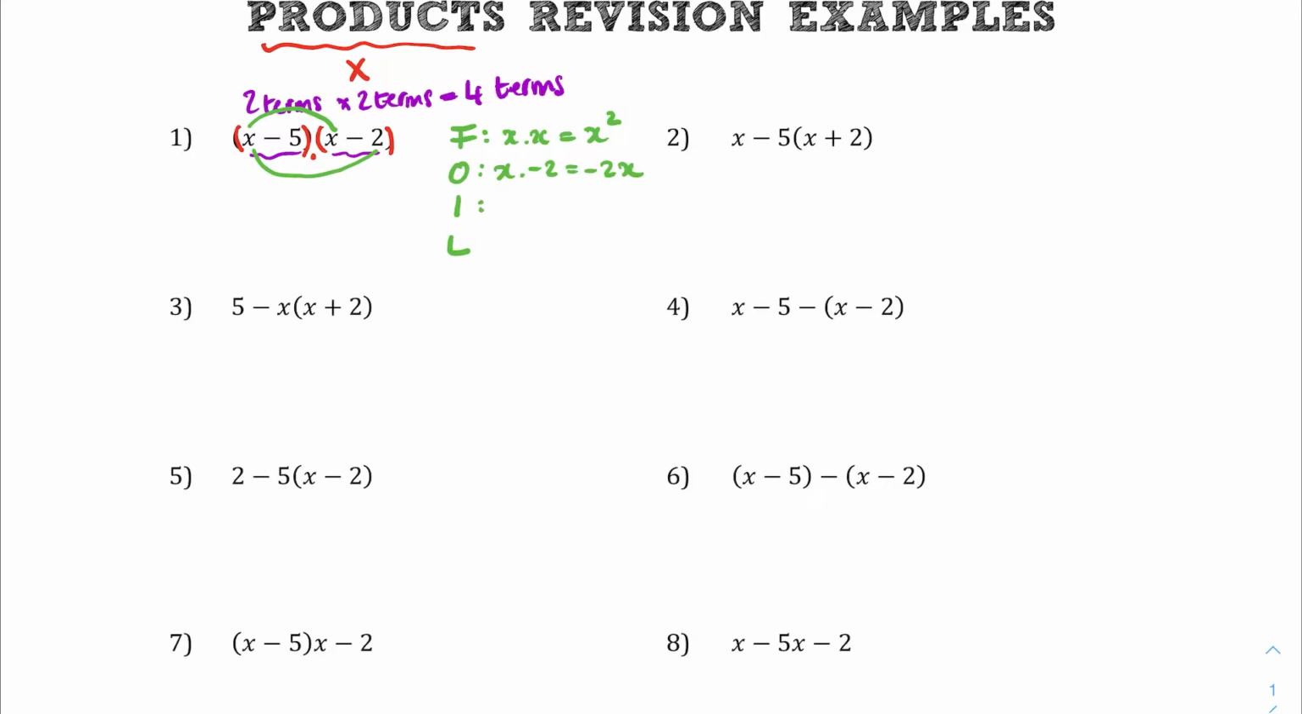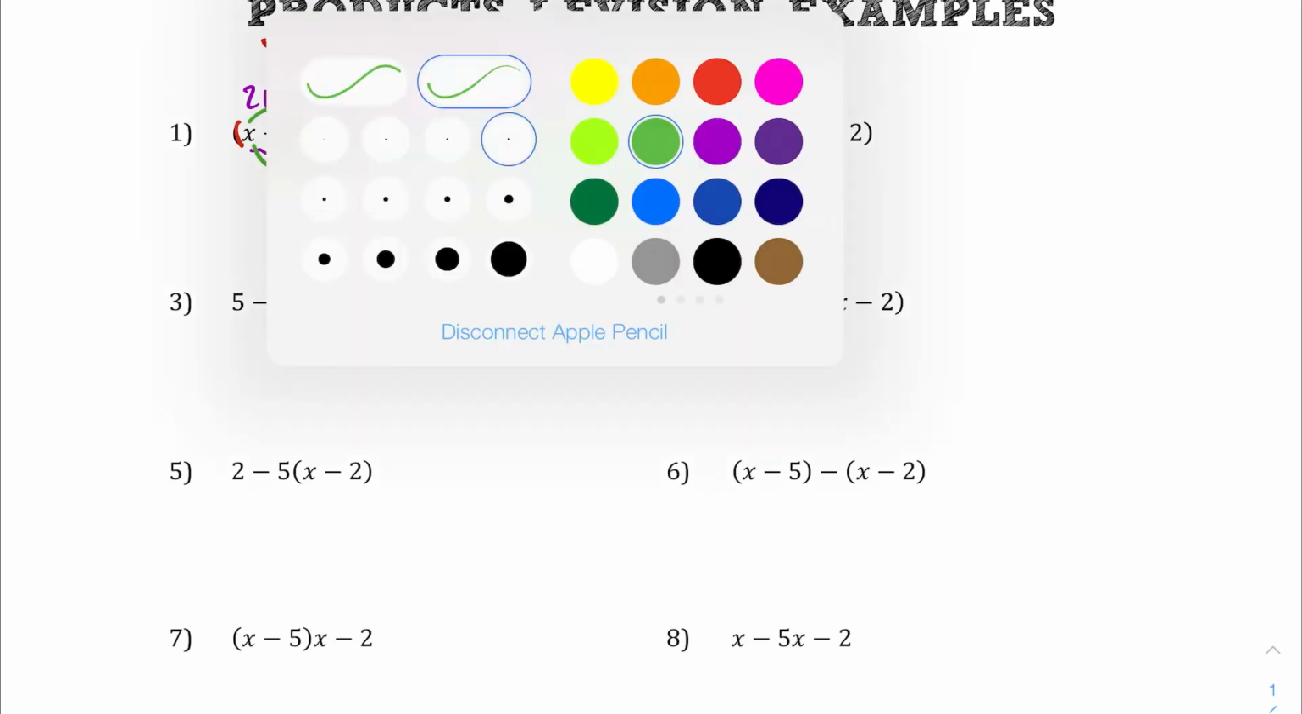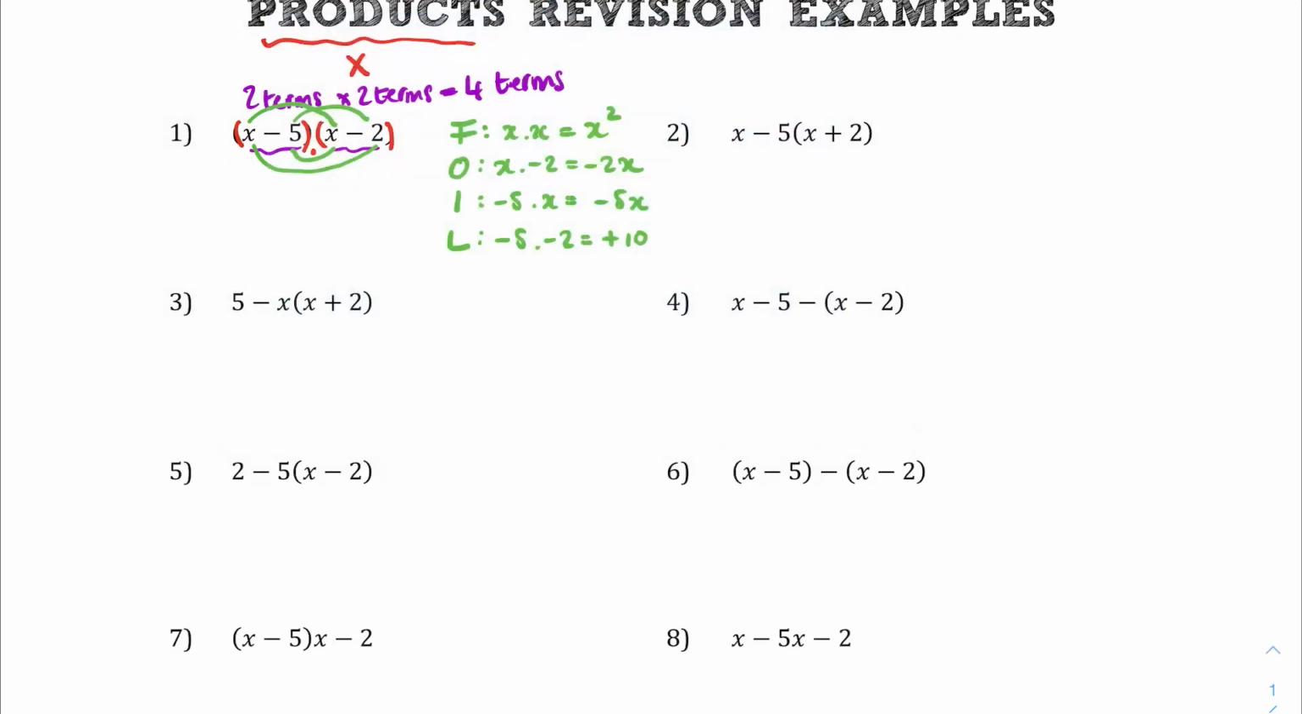I stands for our inner terms, so -5 times positive x will give us -5x. And L stands for our last term, -5 times our last term in the bracket, -2. A negative times a negative is positive. 5 times 2 is 10. The most important thing to remember when we're doing FOIL is that we're multiplying the terms. So make sure you multiply those terms.